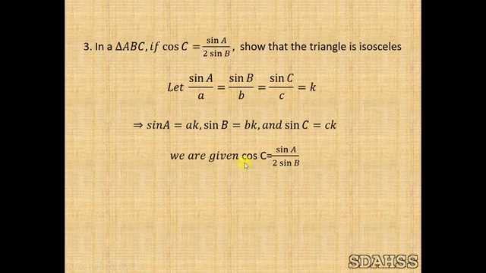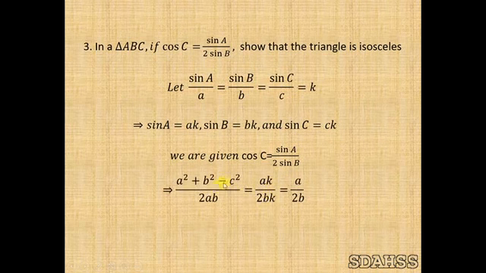Consider the given question, that is cos C is equal to sin A by 2 sin B. You have to apply all the values. So you have here, use the cosine formula, that is A square plus B square minus C square divided by 2AB is equal to, in the place of sin A you have to write AK divided by, in the place of sin B you have to write BK. K, K cancel. Same time you have A by 2B.